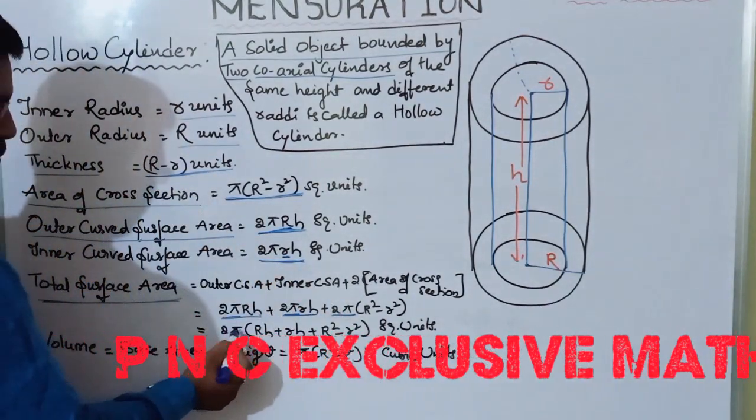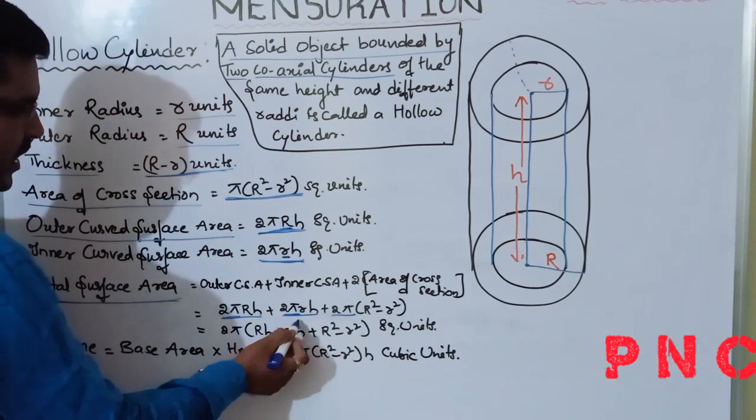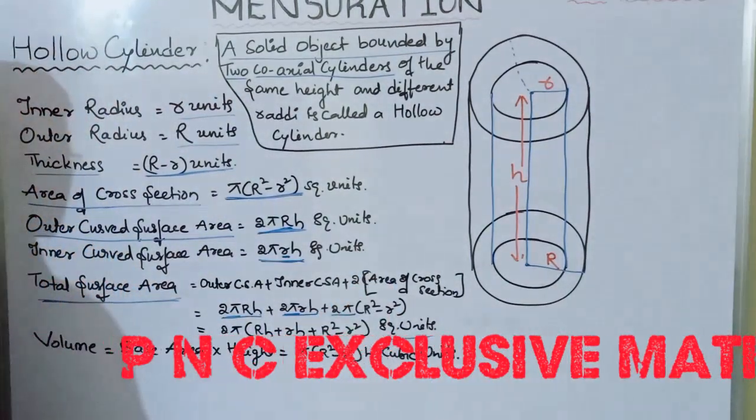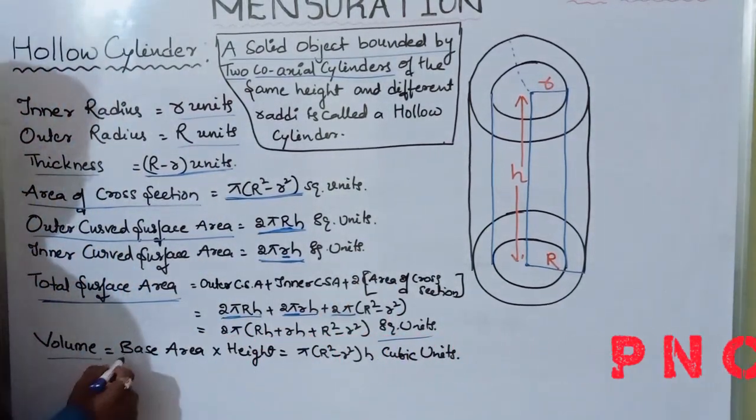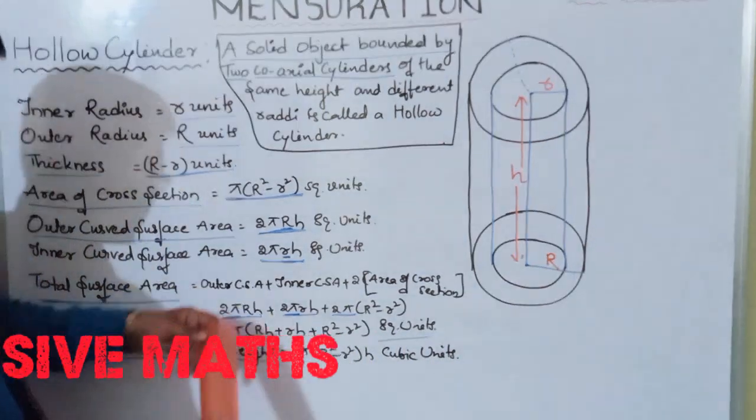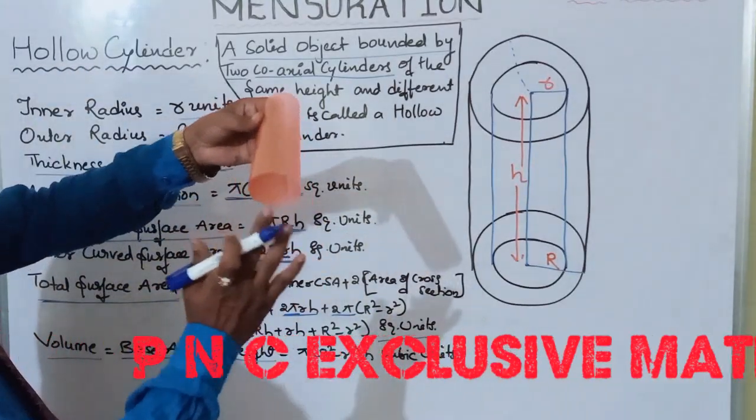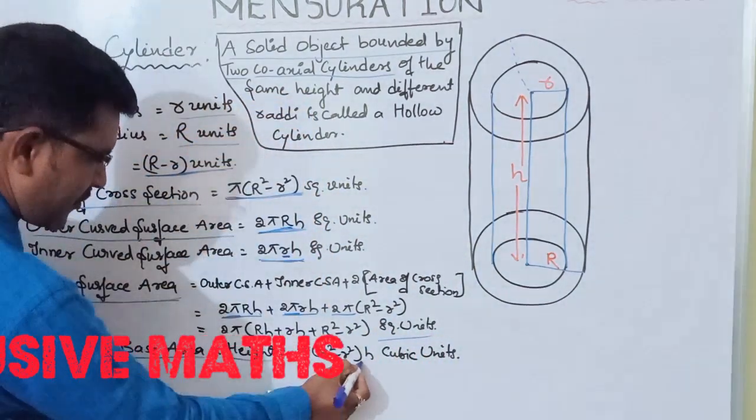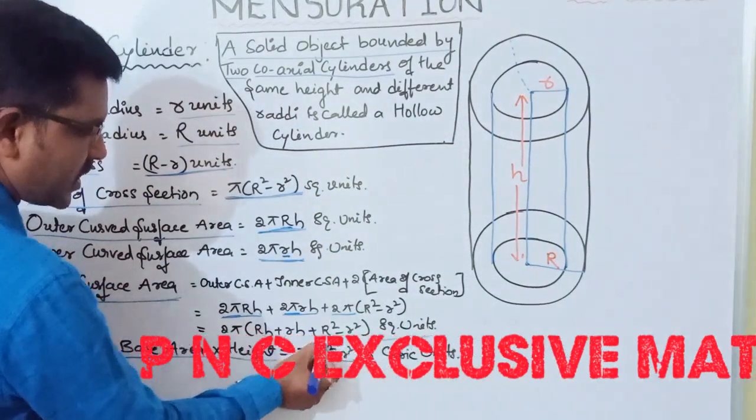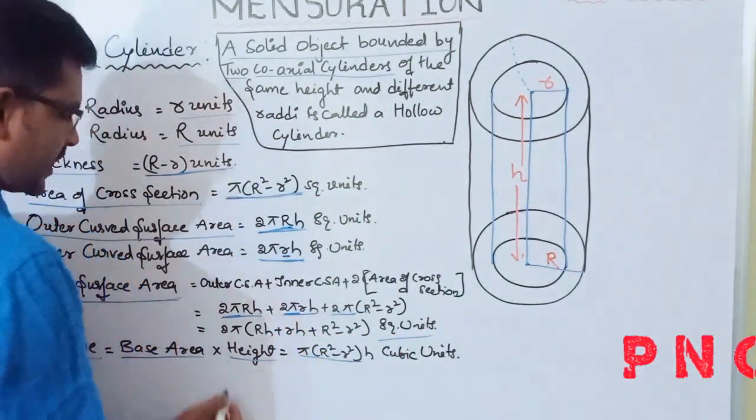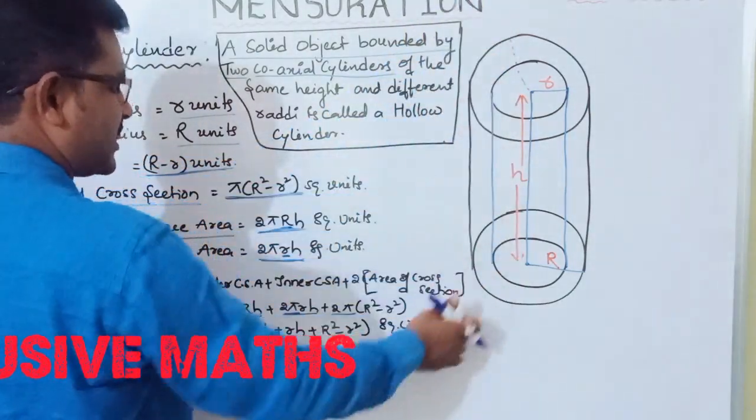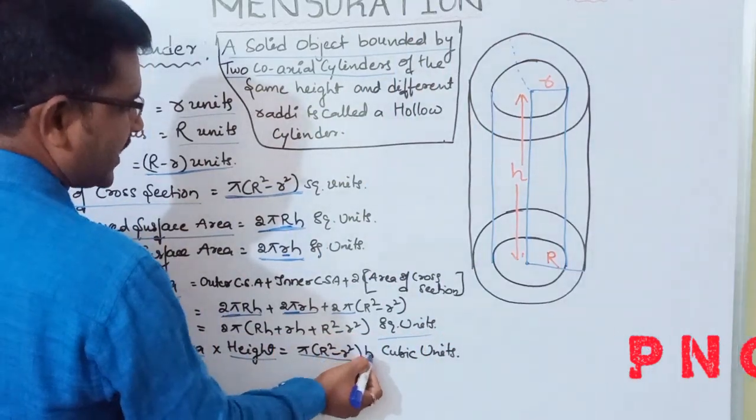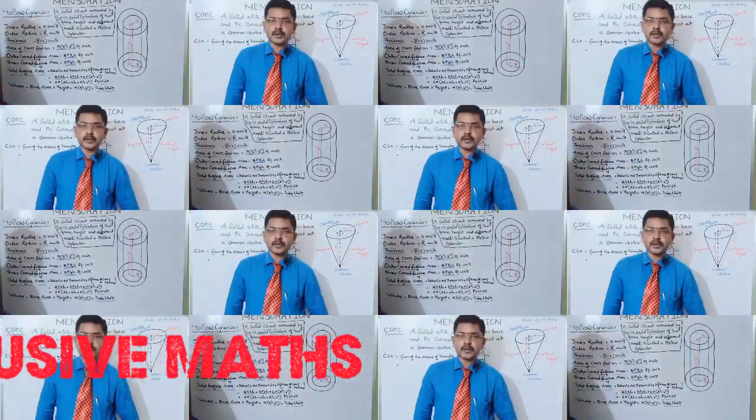Take out the common factor: 2 pi into capital R h plus small r h plus capital R square minus small r square units. Now coming to the volume of a hollow cylinder, base area into height. Here we observe the base area is the area of a ring. So pi into capital R square minus small r square into height, the same height h. So pi capital R square minus small r square into h cubic units.